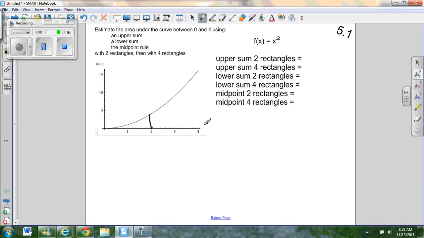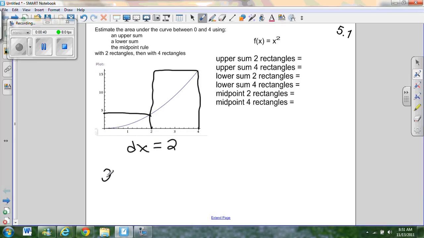So we're going to split this from 0 to 2 and from 2 to 4. Now, because we want an upper sum, we're going to take the higher part of the function, and because our function is increasing, that is going to be at the right value on our interval. And in this case, our dx is equal to 2.